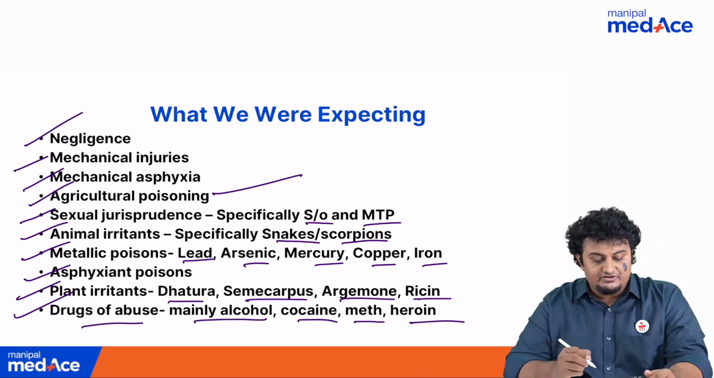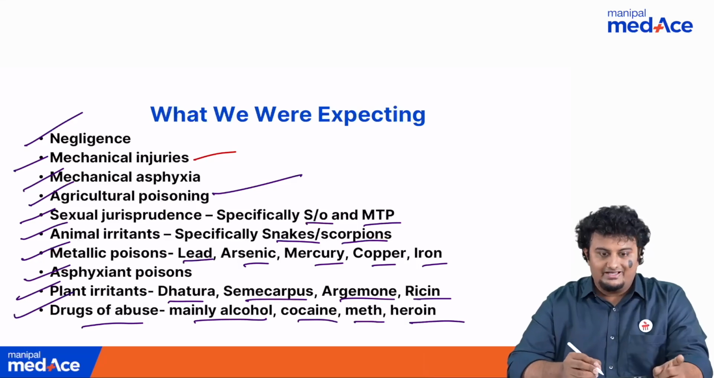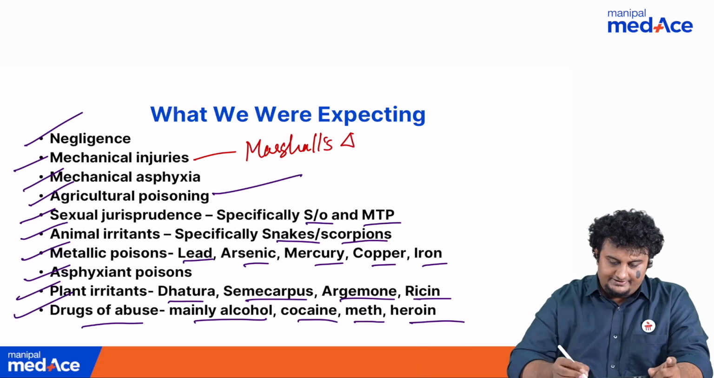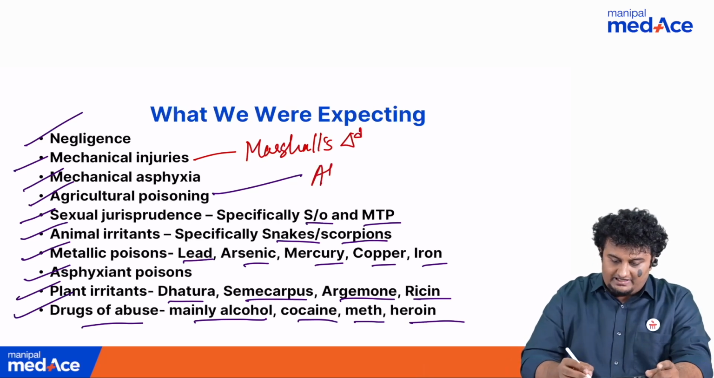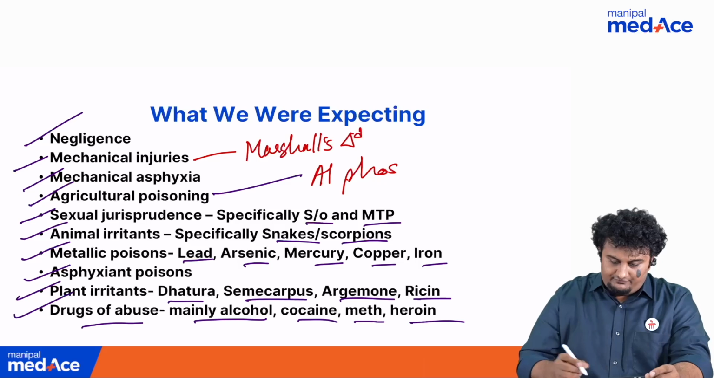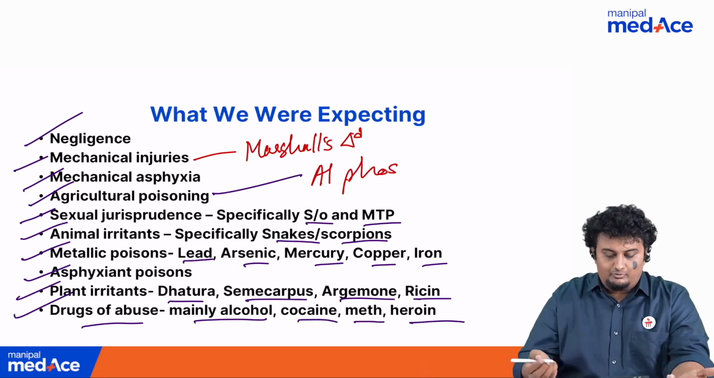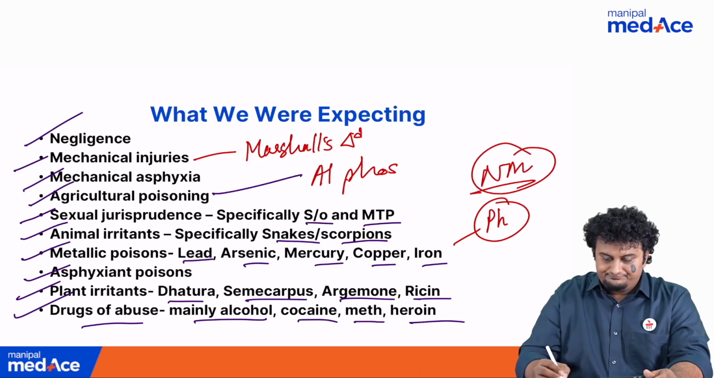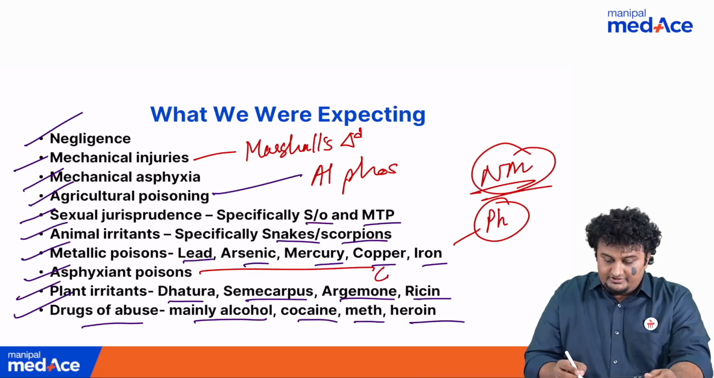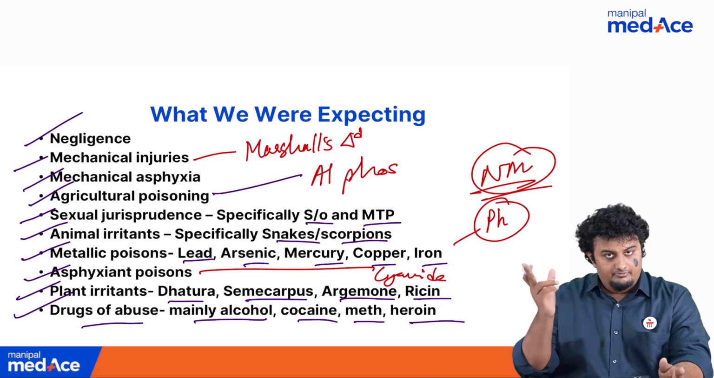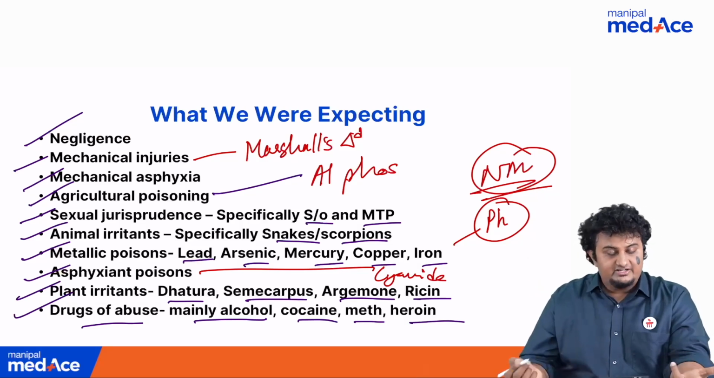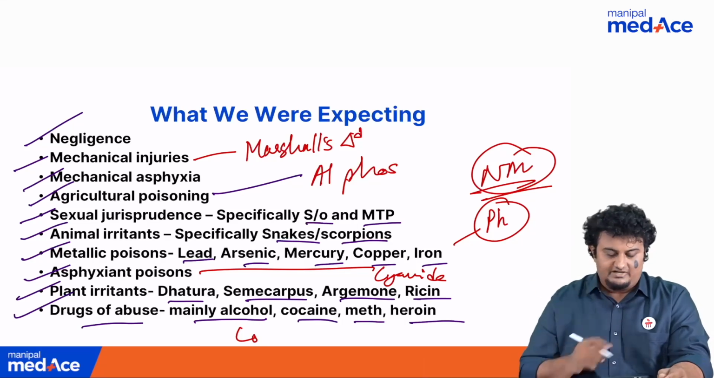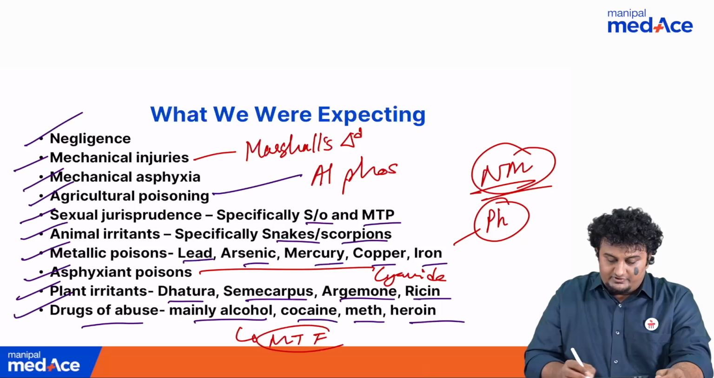But what are the things that we actually got to see this time? Well, from mechanical injuries, we got to see Marshall's triad, right, which is blast injuries. Then from agricultural poisoning, we got alphos. Then from metallic poisons, we didn't get anything, but instead we got something from phosphorus, which is a non-metallic poison. Right, from asphyxiants, we did get something about cyanide via the methemoglobin, and with plant irritants we got nothing. Drugs of abuse, we got something from alcohol with respect to the match the followings. So match the following type question came.